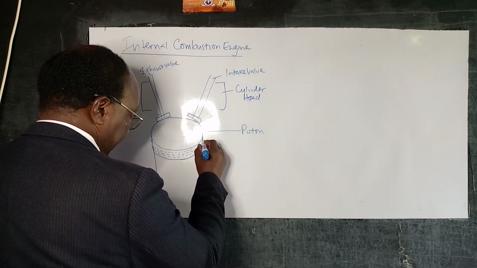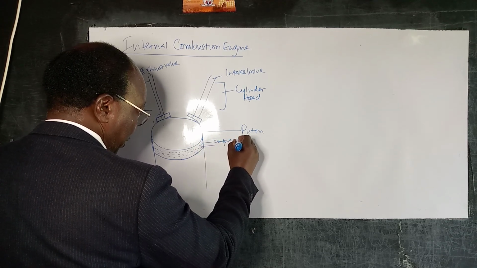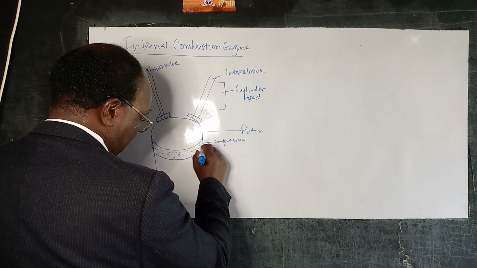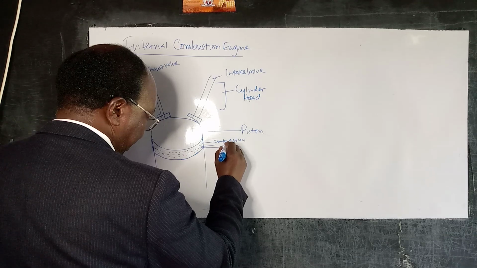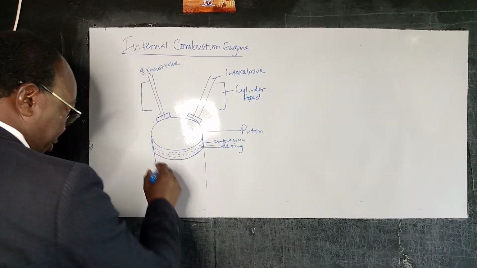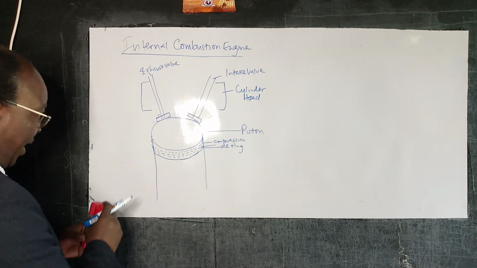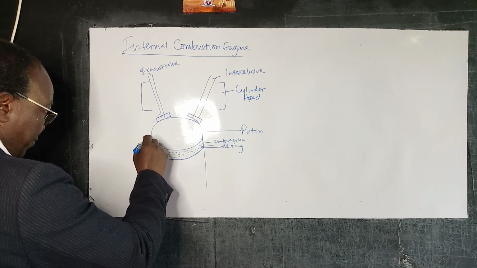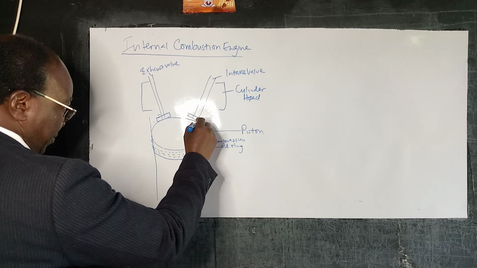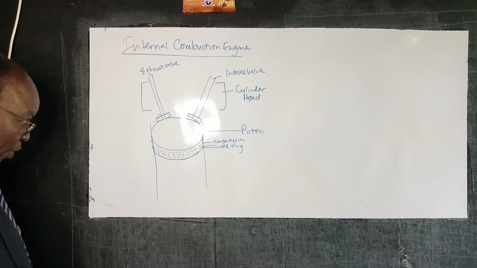So in most cases, you will have a compression ring, and we'll definitely have an oil ring. These two are very common. And so we have our ring there. We are trying to get it as a schematic.